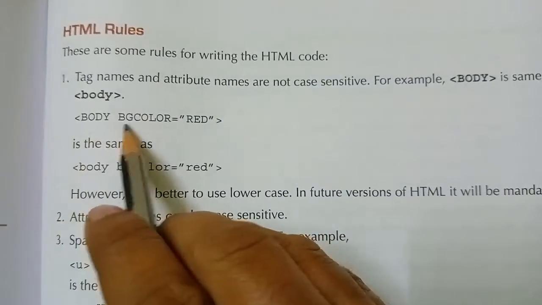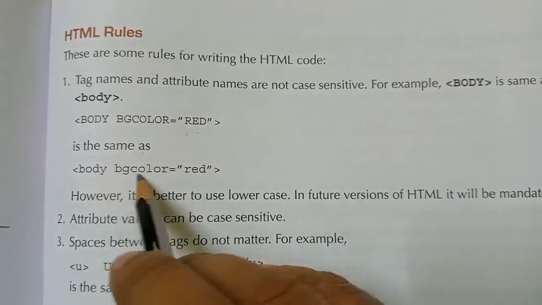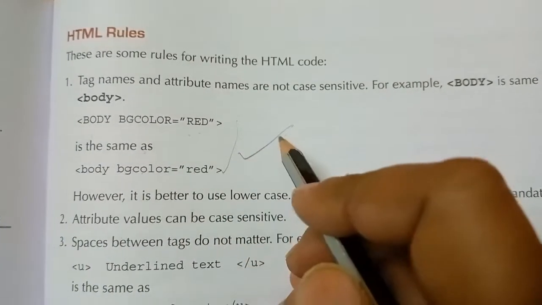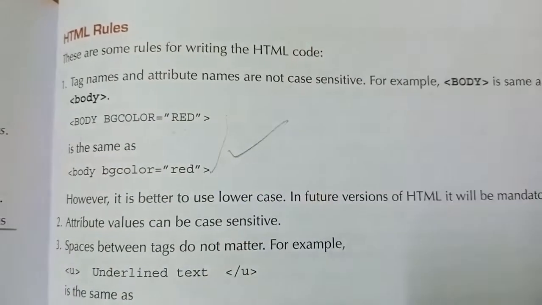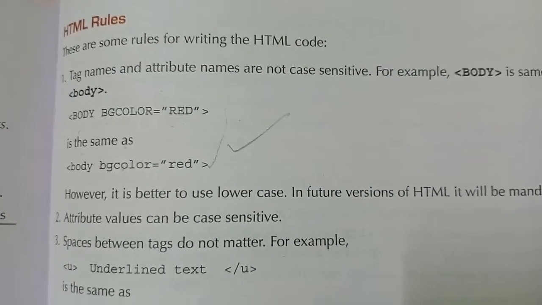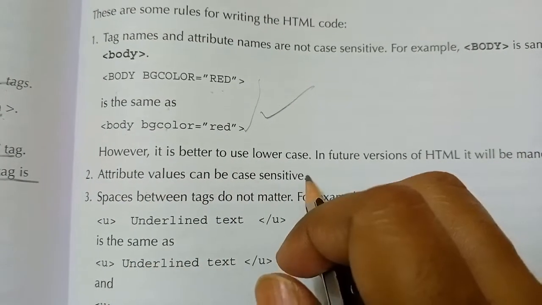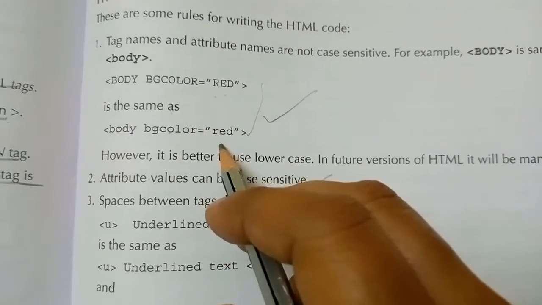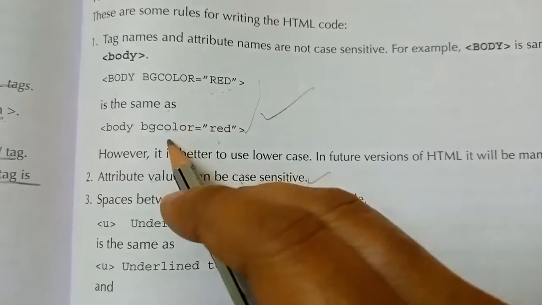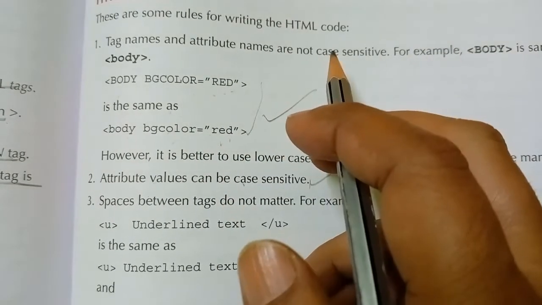See, body BGCOLOR red written in capital letters is the same as body BGCOLOR red in small letters. Both are correct. Understood? This is the first rule: tag names and attribute names do not depend on capital or small letters. Next, attribute values can be case sensitive. Value means these are the values: BGCOLOR equal to red. This can be case sensitive sometimes, not all the time.